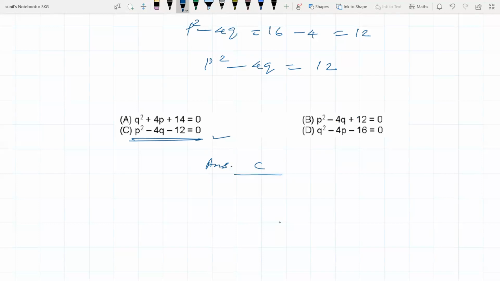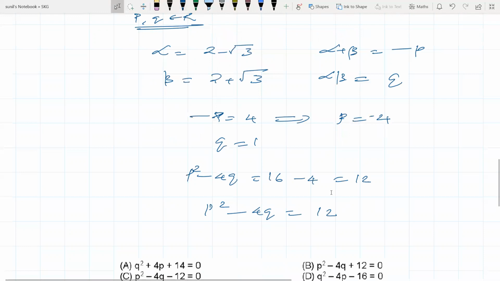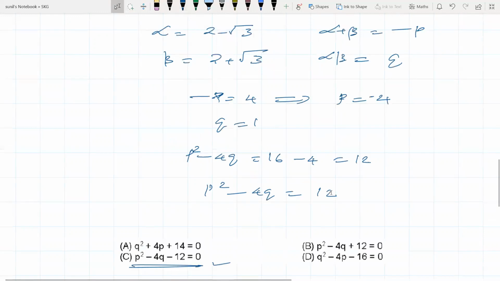Answer is C. So we discussed two problems from this paper, 9th April, first shift 2019 JEE Main. The remaining we will discuss in the next class.